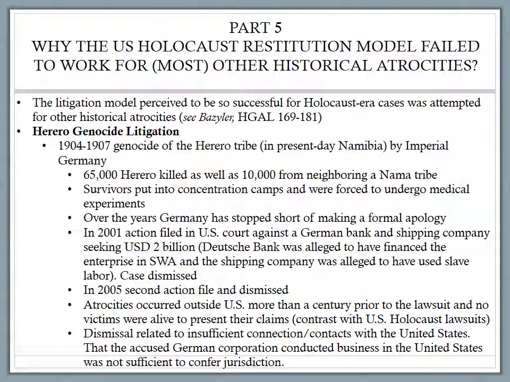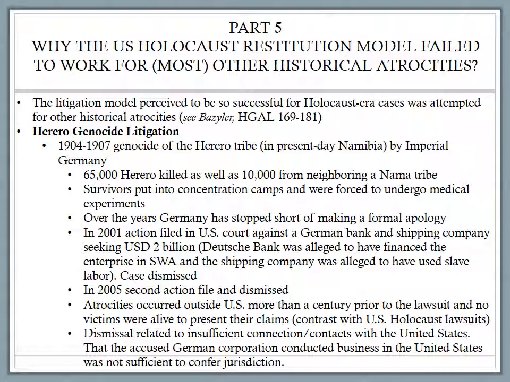Deutsche Bank was alleged to have financed the enterprise that took place in Southwest Africa, and the shipping company was alleged to have used the Herero as slave labor. The case was dismissed. In 2005, a second action was filed and dismissed. The abiding difference between the Holocaust cases and the Herero was that these atrocities had occurred outside of the US more than a century prior to the lawsuit, and there were no victims alive to present their claims.